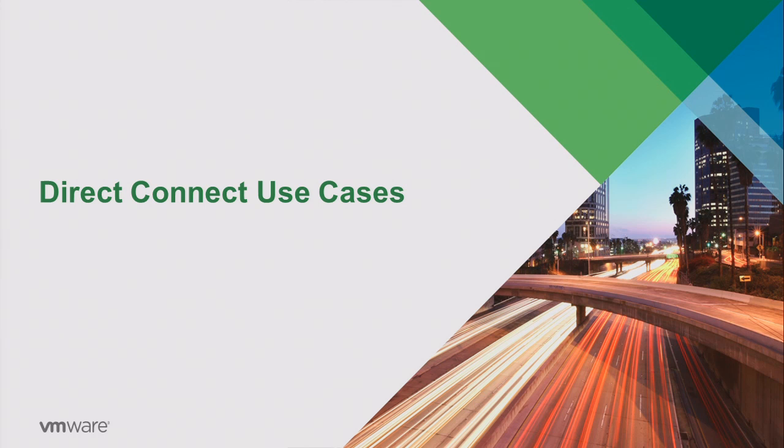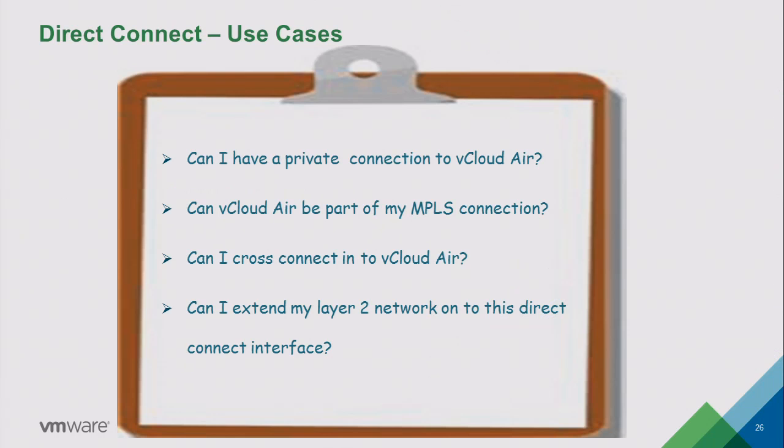Direct Connect is another very important feature which we rolled out, and it addresses a few questions, right? Customers who get their feet wet with the cloud ask, can I extend my MPLS connection onto vCloud Air? Can I do a cross connect? For example, if you're in the same data center as vCloud Air, can I just do a simple cross connect across? Direct Connect helps you do all those use cases.